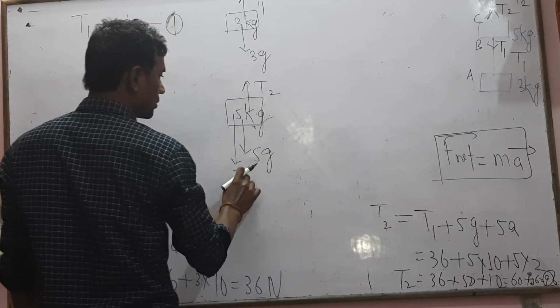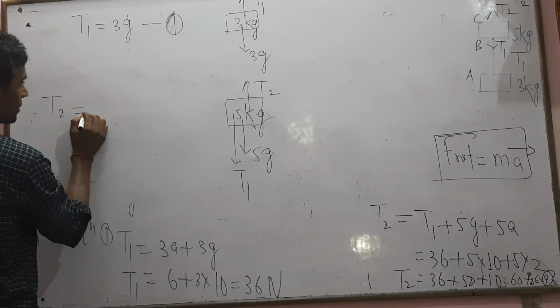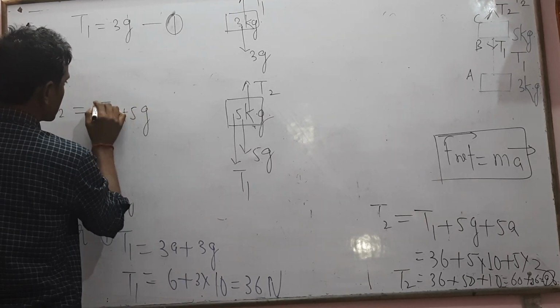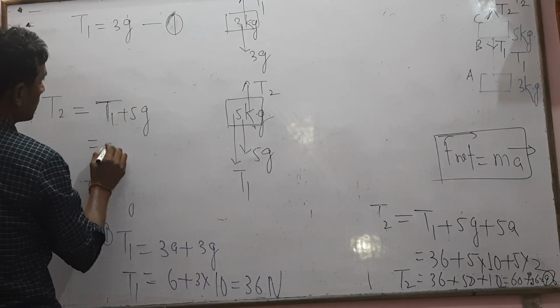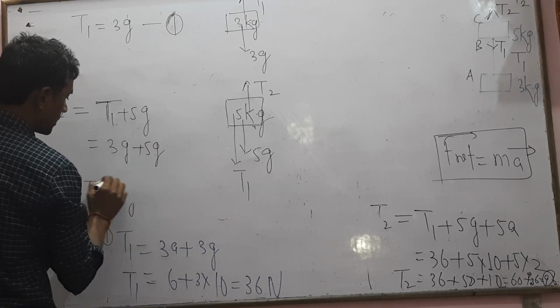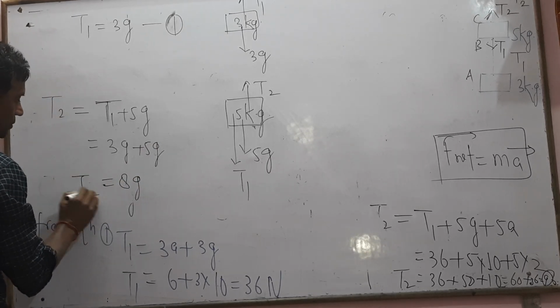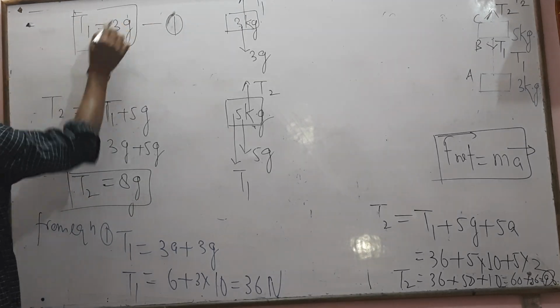So T2 equal to T1 plus 5g, because acceleration is not given. Okay. So T1 equal to 3g. Put the value of T1: T2 equal to 3g plus 5g equal to 8g. So T2 equals 8g. This value will be T2 and this value will be T1.